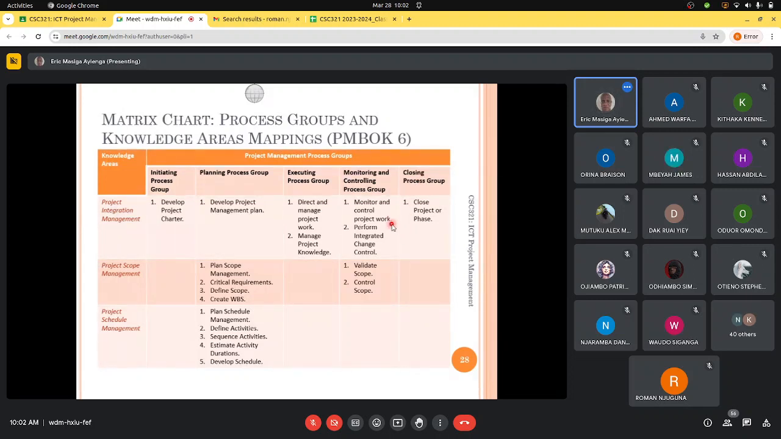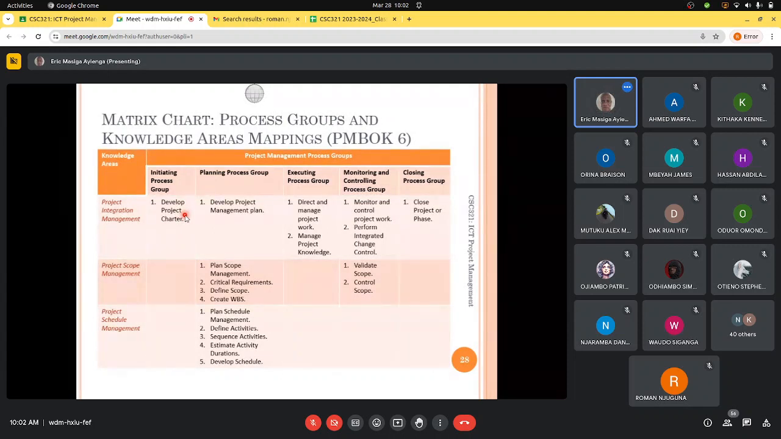Now, remember, in project integration, integration is bringing things together. So in integration, these groups are brought together. So during the integration, you will involve all the groups. During the integration, project integration management, the initiating group will develop the project charter.